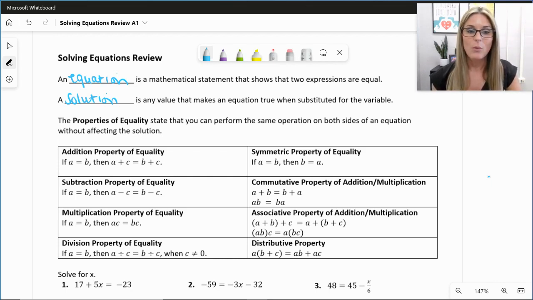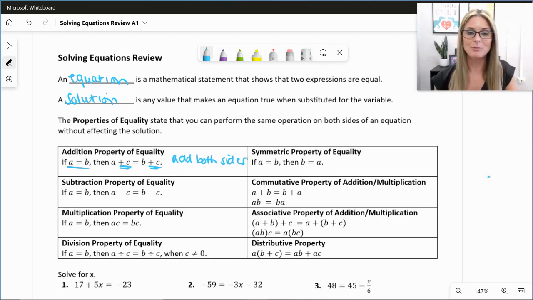The properties of equality state that you can perform the same operation on both sides of an equation without affecting the solution. So on the left side of our table here, we've got our classic properties of equality, starting with the addition property of equality. It says that if A equals B, if A and B are the exact same value, they are equal, then I can actually have A plus C, and it would still be equal to B plus C. I could add to both sides and keep my equation balanced.